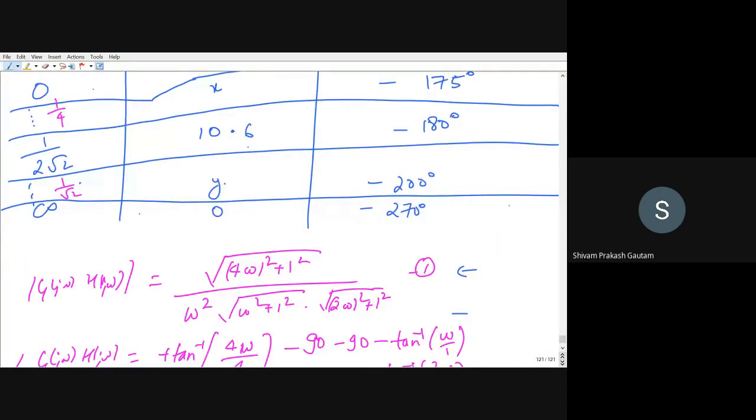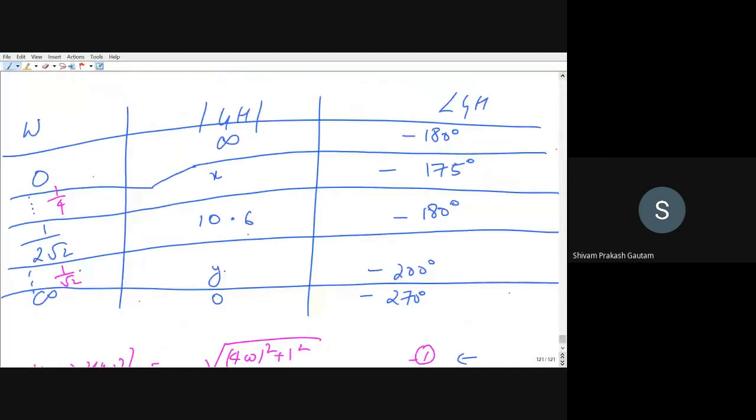So you can build this table. You can calculate the values of x and y, that is the magnitude at 1 by 4 and 1 by under root of 2. But for now, these values are not required because we will draw the Nyquist plot roughly. For examination purposes, you have to calculate the values. So just see how I will draw the polar plot.